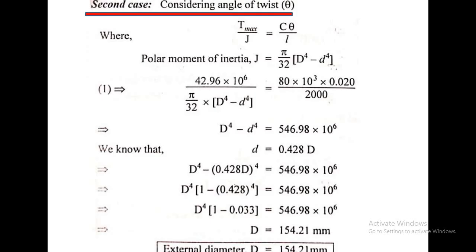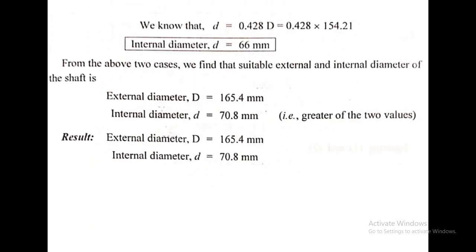Then coming to the second case, using the T by J concept, T by J equals C theta by L. In that, J equals pi by 32 into D power 4 minus d power 4. In this, D power 4 and d power 4 are both unknown, so you keep them as unknown values and substitute in the T by J formula. Finally you get capital D as 154 and small d as 66 mm.